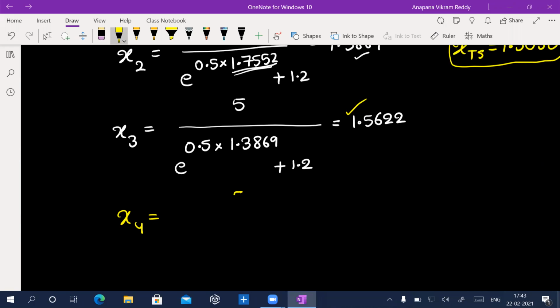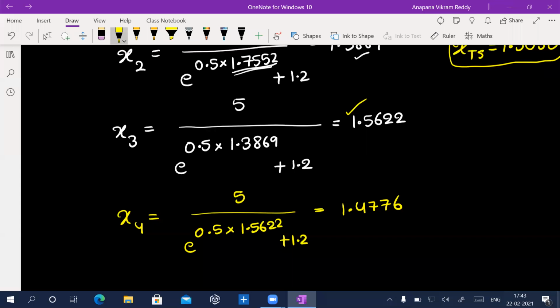So x4 is equal to 5 by, just substitute, 1.5622 plus 1.2, and then you will get around 1.4776. See, will this happen with the Newton-Raphson method or the secant method? With the secant method or Newton-Raphson method, if you choose the initial guess very close to the true solution, then you will definitely converge very fast, of course based on the nature of the function also, quadratic convergence.